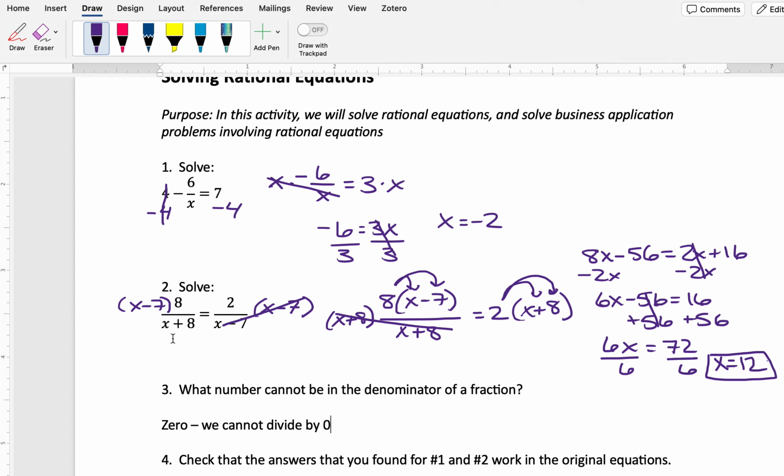For number 2, I got x equals 12. So let's check. If I plug in 12 for x, I get 12 plus 8 on the left side. On the right side, it's a little hard to see with how I have it crossed off, but 12 minus 7 would give me 5. So I don't get 0 in the denominator, so these answers work.